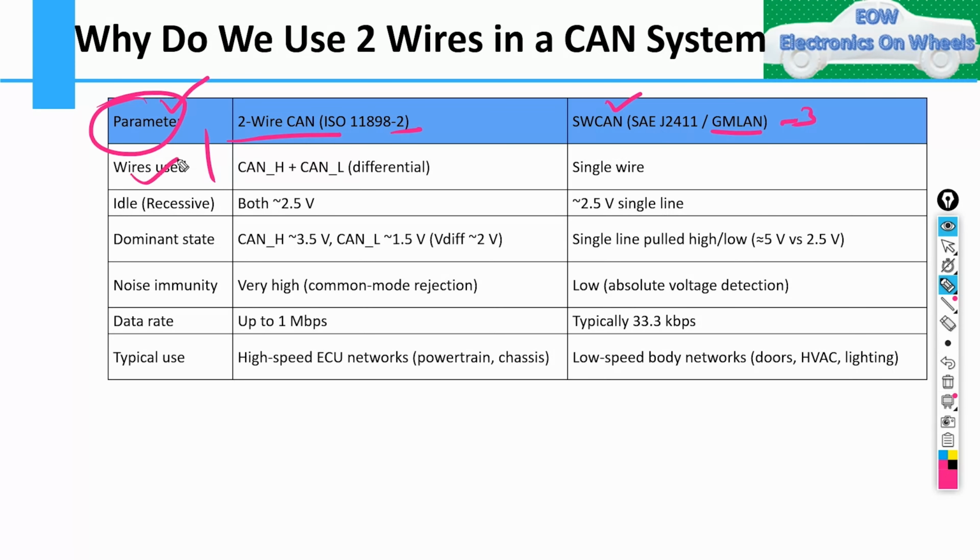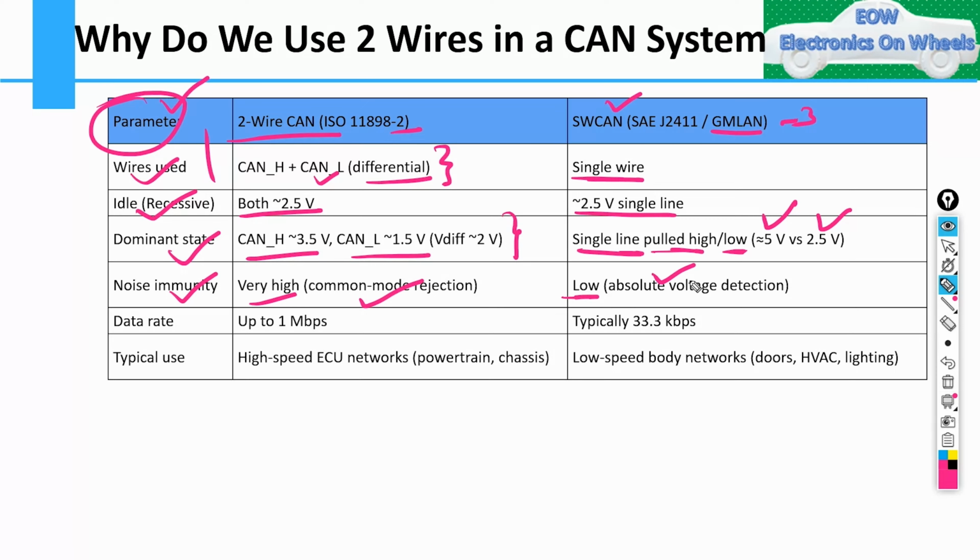Wires used are CAN high and CAN low, and we are using the differential signal. In single wire, there are two states: idle, recessive, both at 2.5. Single wire 2.5. In the dominant state, CAN high would be at 3.5 volt and CAN low at 1.5 volt, so the voltage difference would be 2.5 volt. But in single line, pulled up high goes to 5 volt and pulled low goes to 2.5 volt. Two wire has very high noise immunity and common mode rejection, while single wire relies on absolute voltage detection.